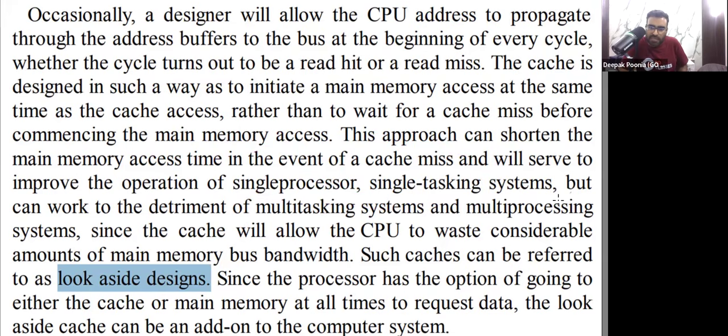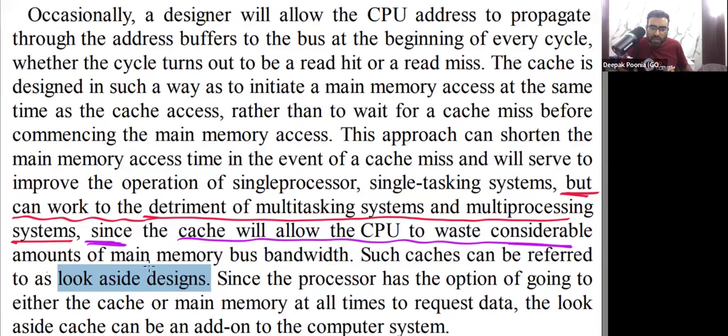But read this important line: it will work to the detriment. Detriment is a negative word, right? It will be worse, it will ruin. But it can work to the detriment of multitasking systems and multiprocessing systems. The reason is very simple, since the cache memory will allow the CPU to waste considerable amounts of main memory bus width.